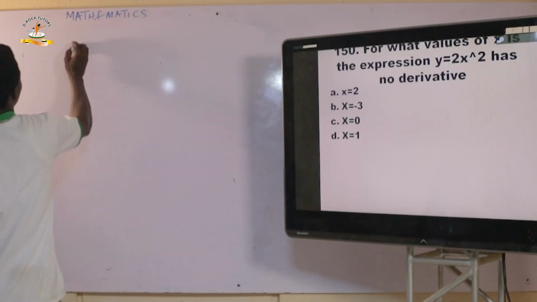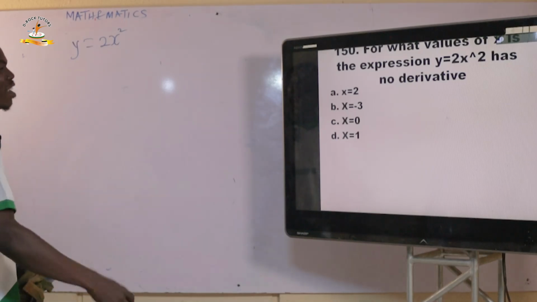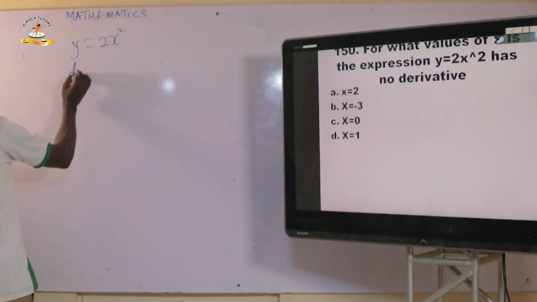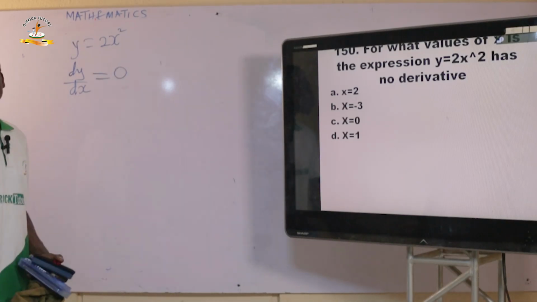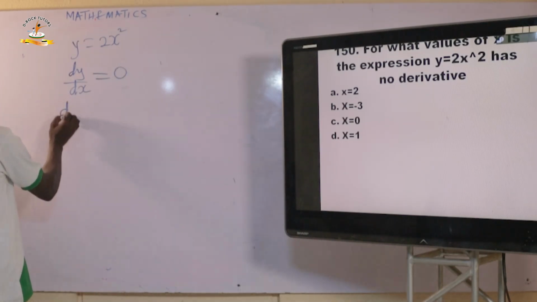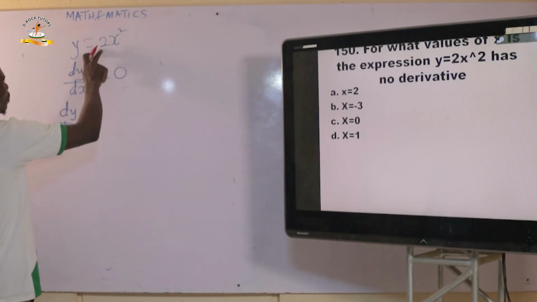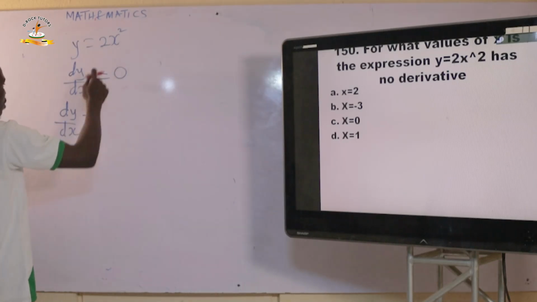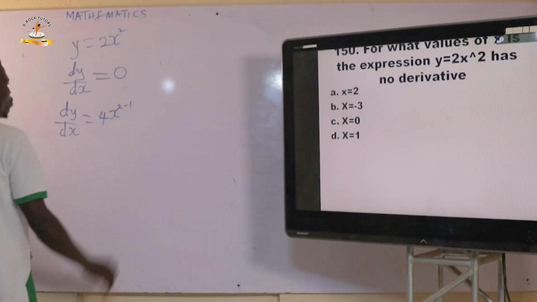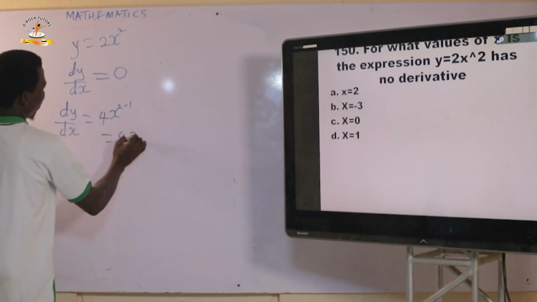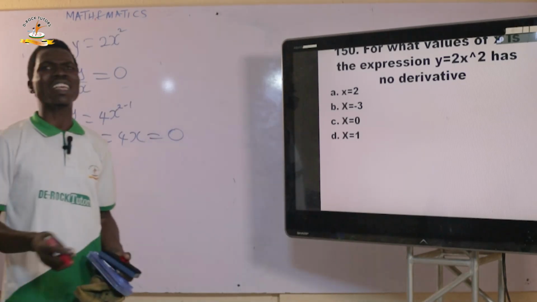So let's write the expression y equals 2x squared. So if it is not differentiable or it has no derivative, it means that your dy/dx is 0. That's the meaning. So we simply look for the dy/dx. Don't forget the dy/dx. We multiply the power by the coefficient of x squared. So that will be 2 times 2, which is 4, and we reduce the power by 1, 2 minus 1. This is simply 4x.